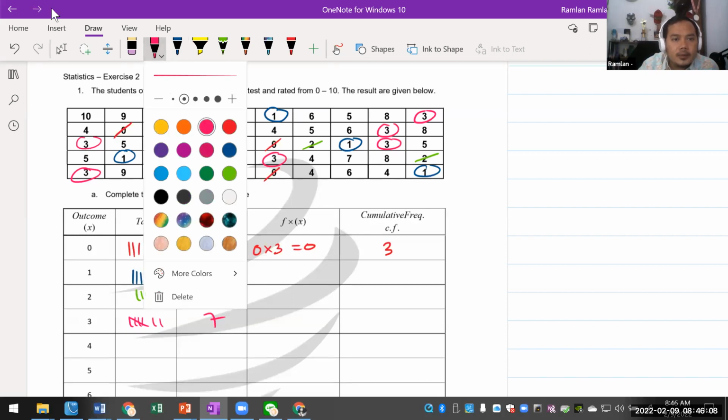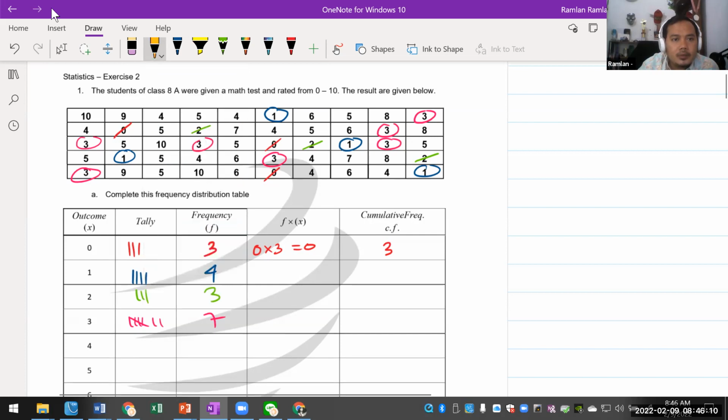I'm gonna use another color here, yellow. 4: 1, 2, 3, 4, 5, 6, 7, 8. We have 8 of that.